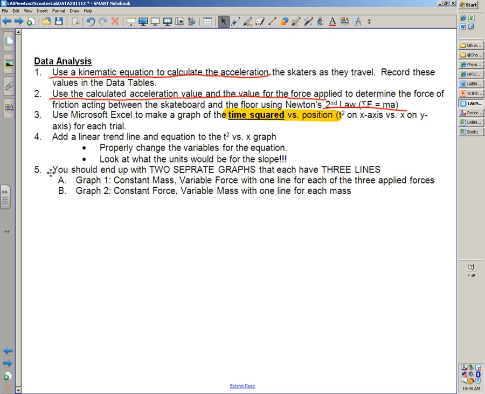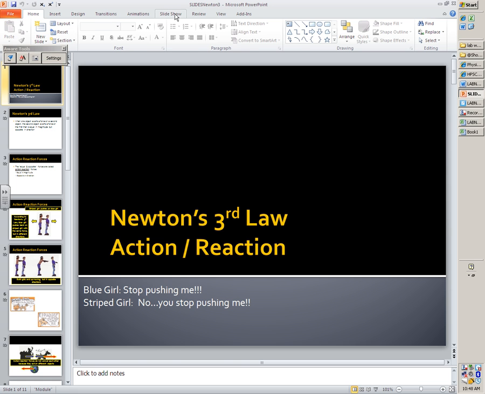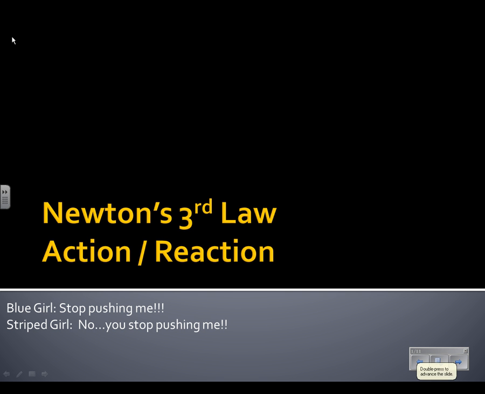All right. With that being said, let's move on to Newton's third law, action-reaction. So we've already talked about Newton's first law. Newton's first law gets summarized in one word, right? What is that one word? Inertia summarizes Newton's first law.